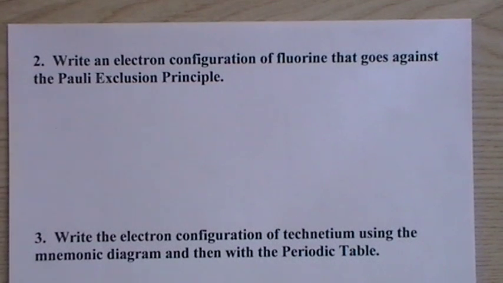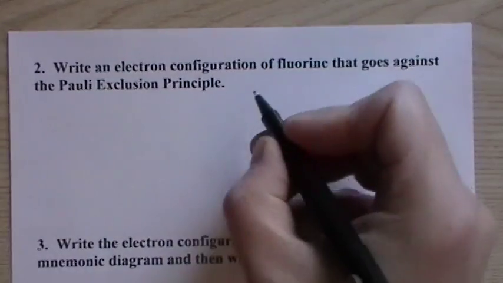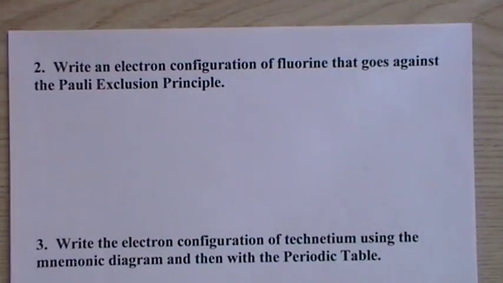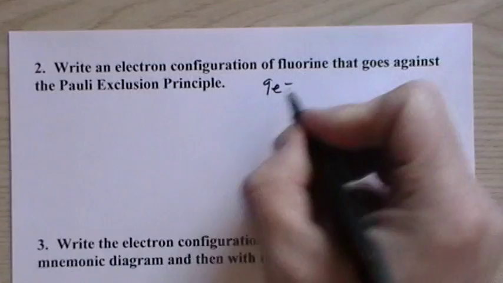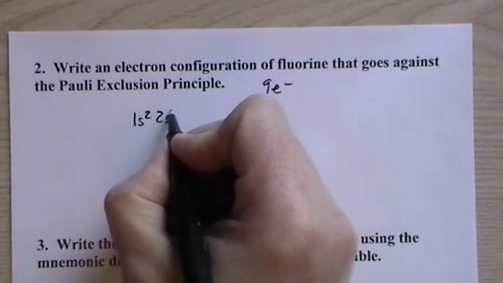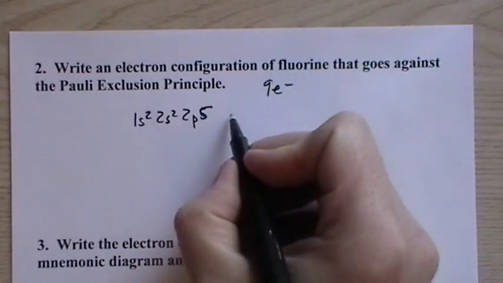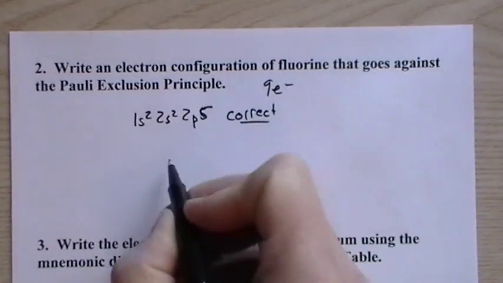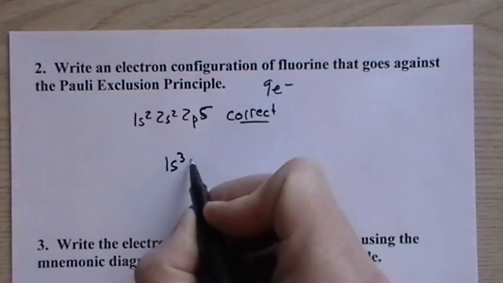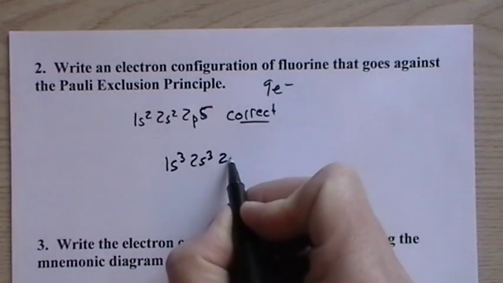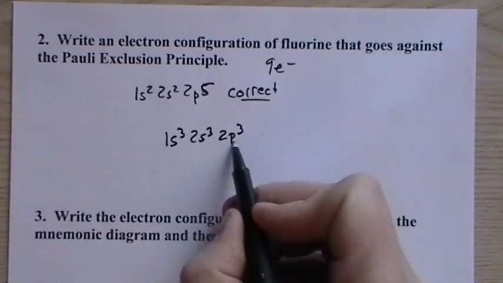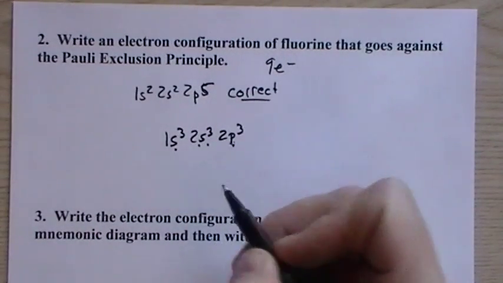Now, write an electron configuration of fluorine that goes against the Pauli Exclusion Principle. Fluorine has, well, we just did it, 9 electrons, so it should be 1s2, 2s2, 2p5. This is correct. So we could do something like 1s3, 2s3, 2p3. This is fine as a configuration to write, but it goes against the Pauli Exclusion Principle.